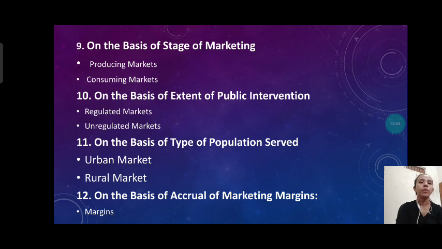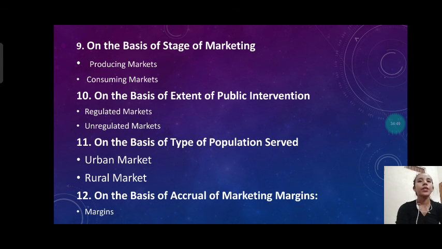The eleventh is on the basis of type of population served: the urban market and the rural market. On the basis of population served by the market, it can be classified as either an urban or a rural market. An urban market serves mainly the population residing in an urban area. The nature and quantum of demand for agricultural products arising from the urban population is characterized as the urban market for farm products. The rural market usually refers to the demand originating from the rural population.